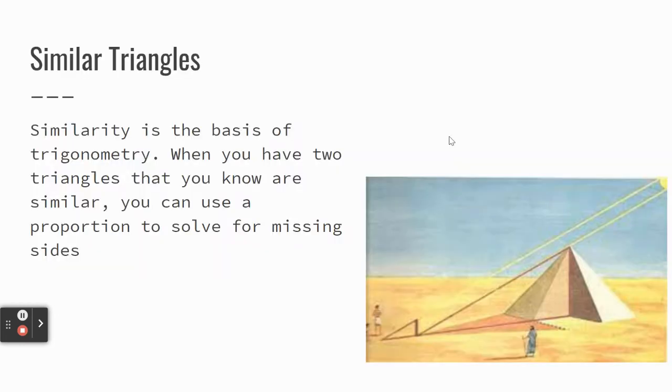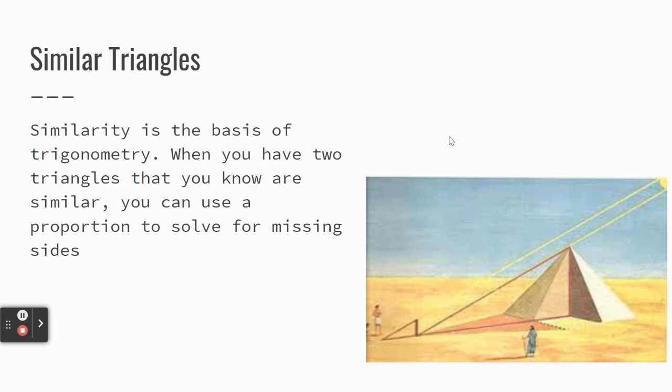So the first thing we have is this idea that similar triangles are the basis of trigonometry. It's the whole deal with this thing. When we've had two triangles that we know are similar, we could write a proportion and use that to solve for a missing side. For example, here you've got a picture of a famous example in mathematics using the sun casting a shadow to calculate the height of a pyramid. And we've done something very similar with the flagpole outside.